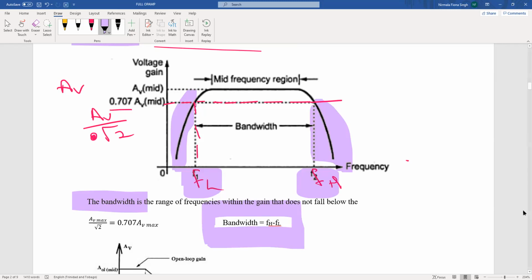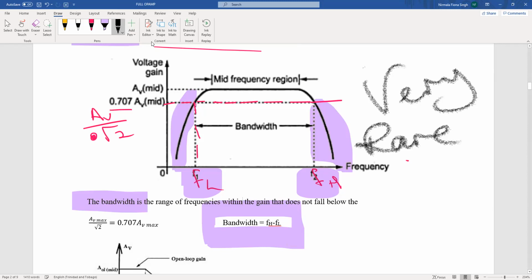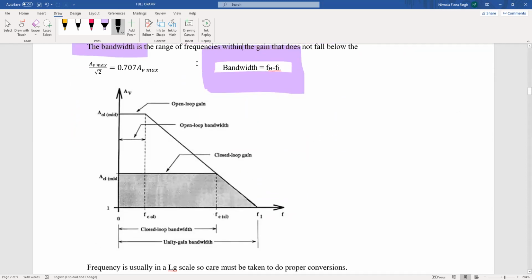Now, in our operational amplifiers, you are very, very rarely going to see your question looking like this. Your curve will very rarely look like this. Instead, we're going to get a curve looking like here, where you have a straight line going down. But it's the same thing. We just start with our frequency from 0.